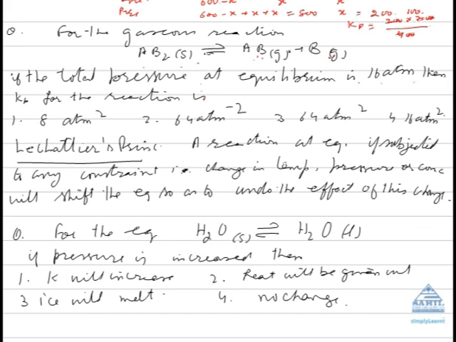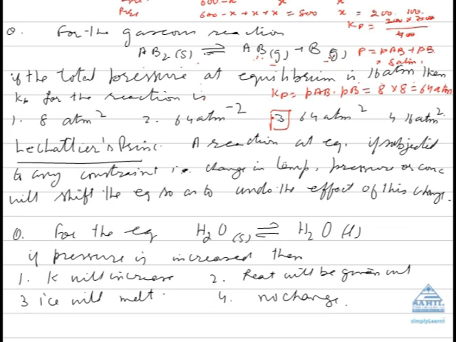It means the total pressure is equal to the partial pressure of AB plus partial pressure of B. Since equal moles of both are being formed, it means partial pressure of each is 8 atmosphere at equilibrium. Hence, we can write Kp for this is equal to partial pressure of AB into partial pressure of B, which is 8 into 8, that is to say 64 atmosphere square. Hence, the answer will be 3.